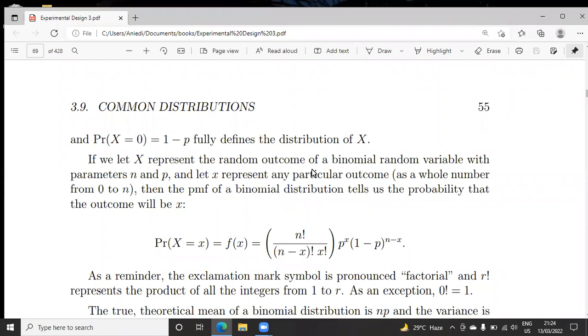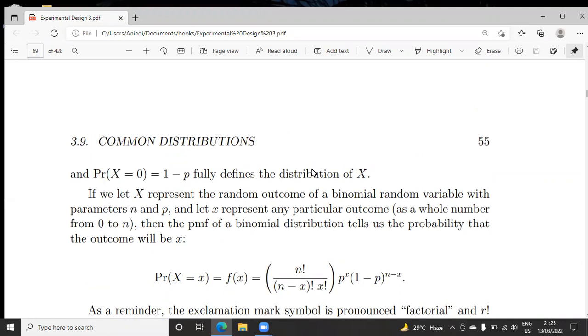Probability of capital X equals small letter x equals function of x, which is the factorial of n divided by n minus x factorial and x factorial, all in brackets, then multiplied by p raised to the power x, and 1 minus p raised to the power of n minus x.